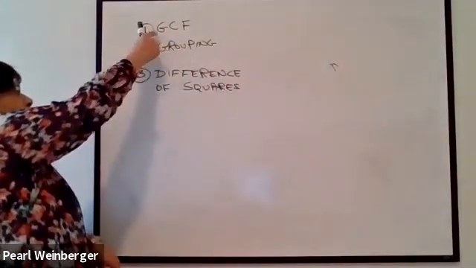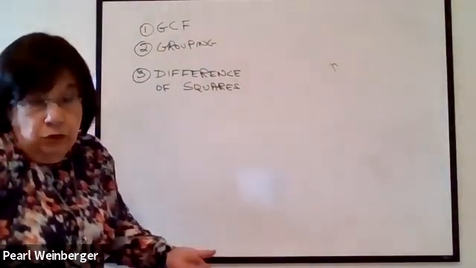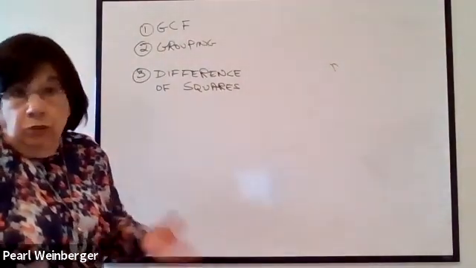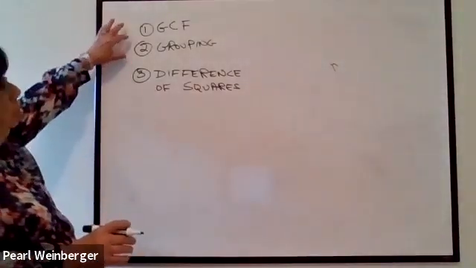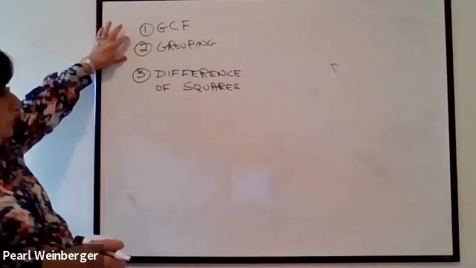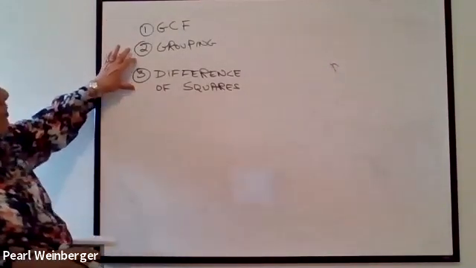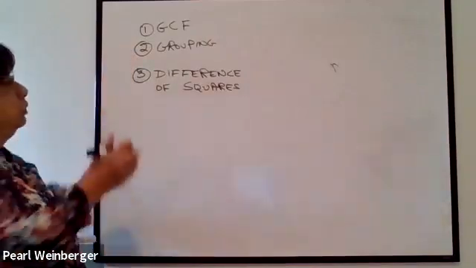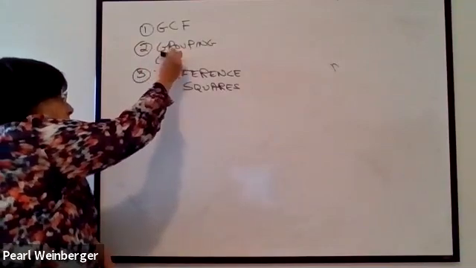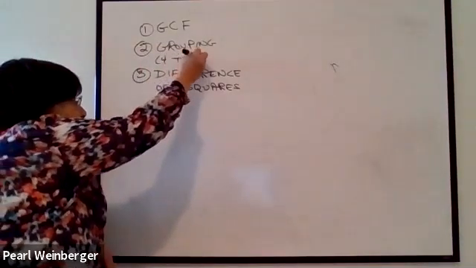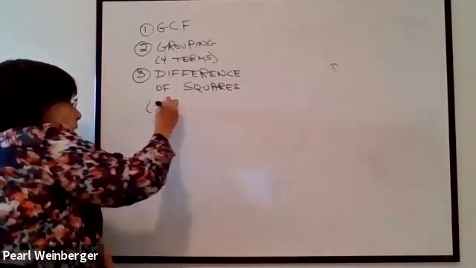Okay, let's keep in mind, when you're looking for greatest common factor, you could have as many terms as you want. Usually it doesn't go more than 3 or 4, but there could be 20 terms. When you're doing grouping, you have 4 terms. It turns out the difference of squares only applies when there are 2 terms. This is 4 terms. And this is going to be 2 terms.